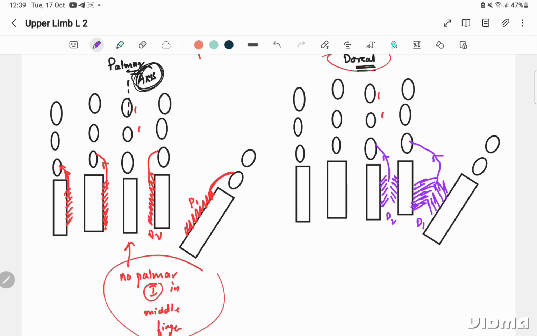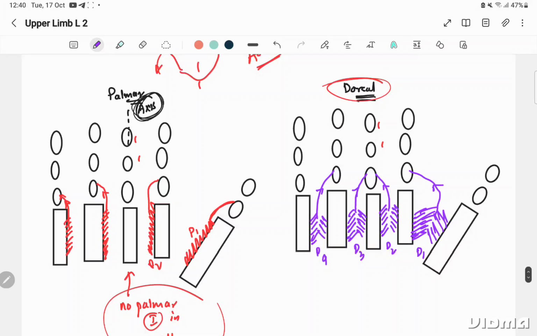Then we will talk about D3. This is D3, which gets inserted into the same middle finger proximal phalanx. D2 and D3 both get inserted into the proximal phalanx of the middle finger. Then we have D4. It gets inserted into the proximal phalanx of the ring finger. These are the dorsal interossi.